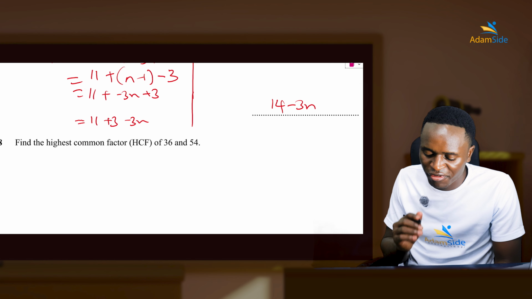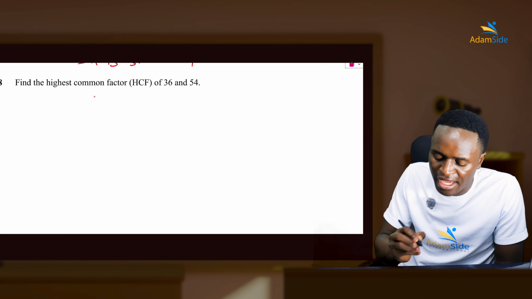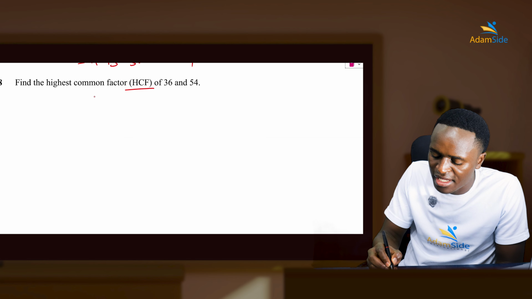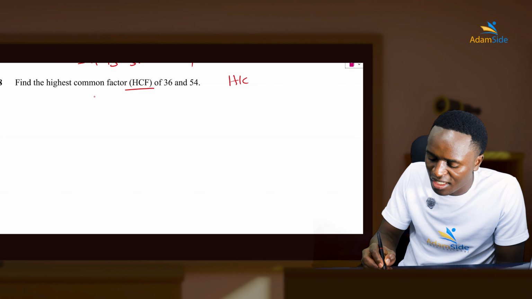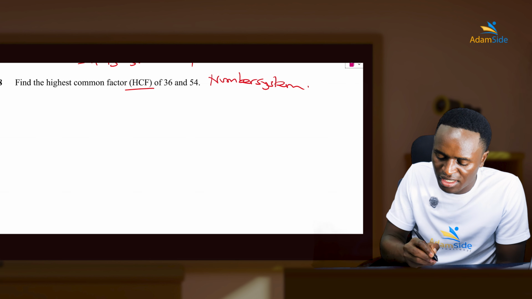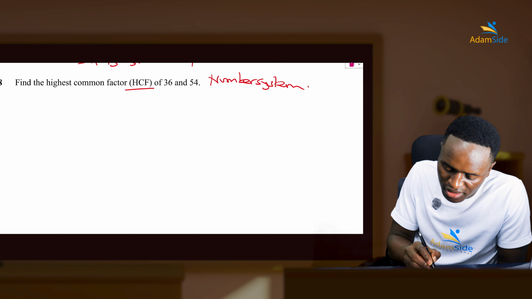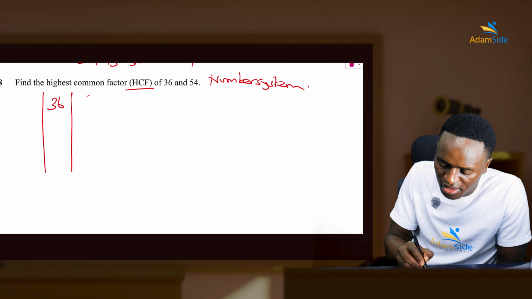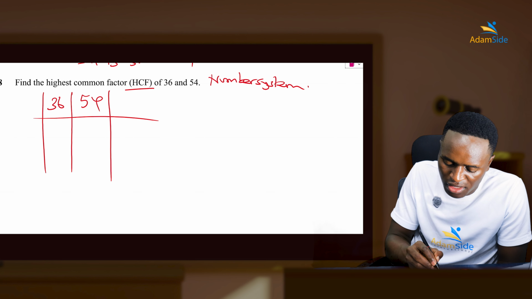Find the highest common factor, HCF, of 36 and 54. This is HCF. So the HCF normally is in the unit of number system. Easy. Highest common factor, 36 and 54. So you can use factors. Let's use factors. You can start with the least factor.